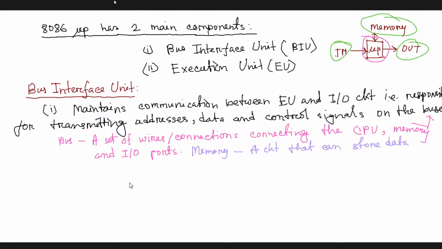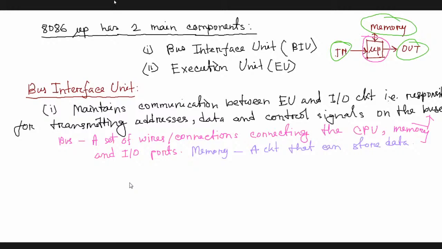So point number one. What is the task of the bus interface unit? It maintains the communication between all the different sections. What are those sections here? CPU, memory, and input/output ports. These are the sections here.